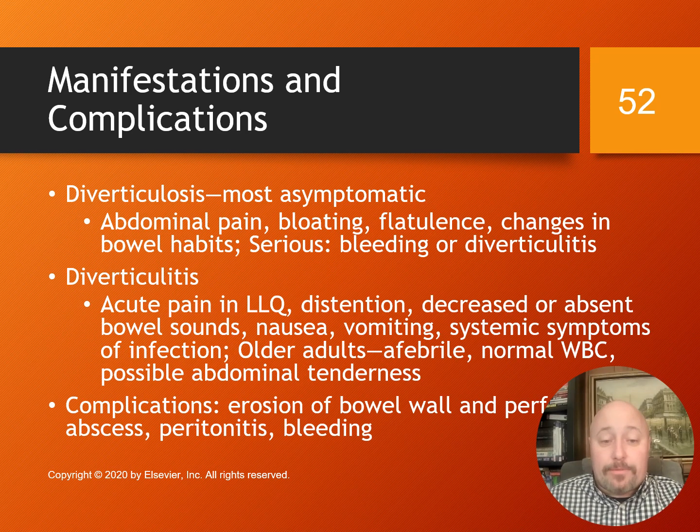In the case of diverticulosis, most patients are asymptomatic, though it may be characterized by abdominal pain, bloating, flatulence, changes in bowel habits, and bleeding. In the case of diverticulitis, there is acute pain in the lower left quadrant, distension, decreased or absent bowel sounds, nausea, vomiting, and systemic symptoms of infection. Older adults tend to be afebrile while having normal white blood cells, though with possible abdominal tenderness. Other complications include erosion of the bowel wall and perforations and abscesses, leading to peritonitis.